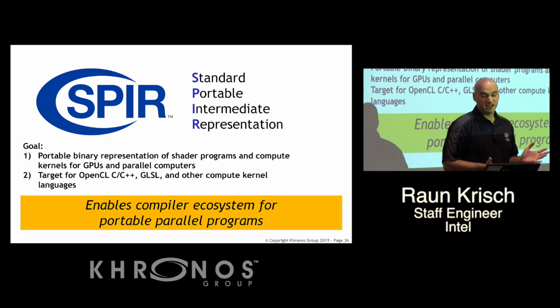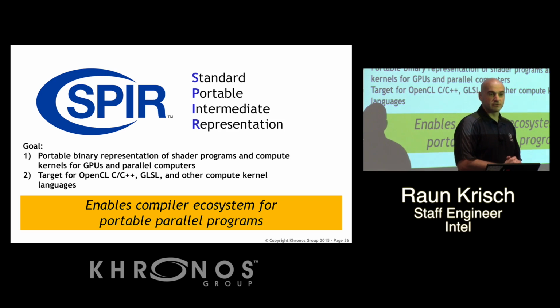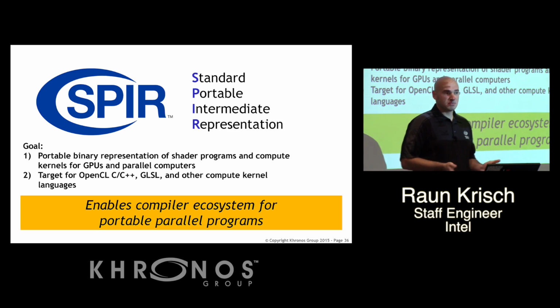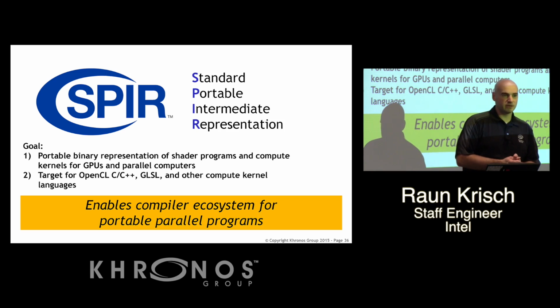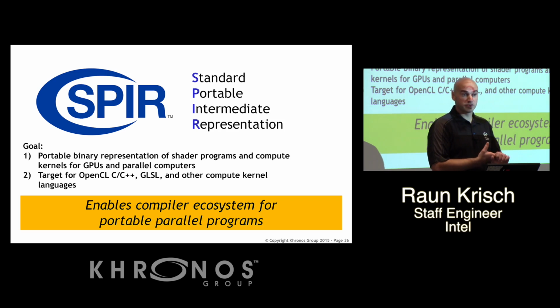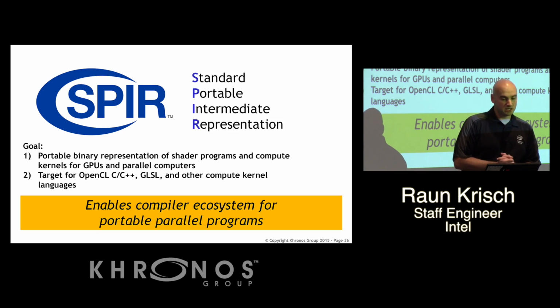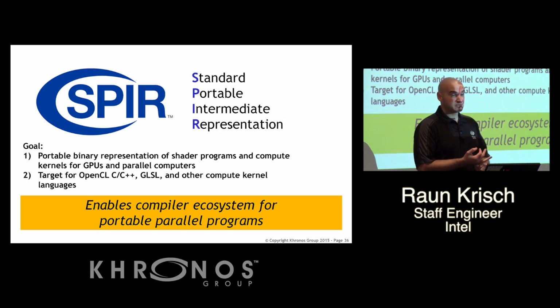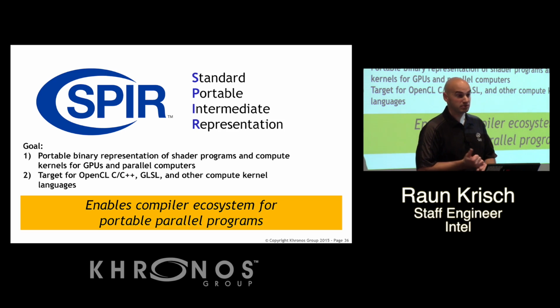So SPIR is a standard portable intermediate representation. Basically, it's just a common binary format for our shaders and kernels. In the past, SPIR has just been for OpenCL, and we've done that in OpenCL 1.2 and OpenCL 2.0, expanding SPIR along the way to support all the features. But we're talking specifically about SPIR-V today, and that introduces support for not only OpenCL 2.1 and the C++ language.